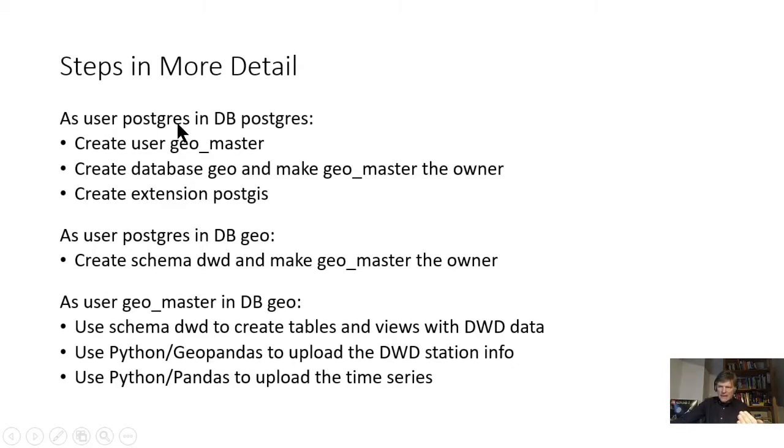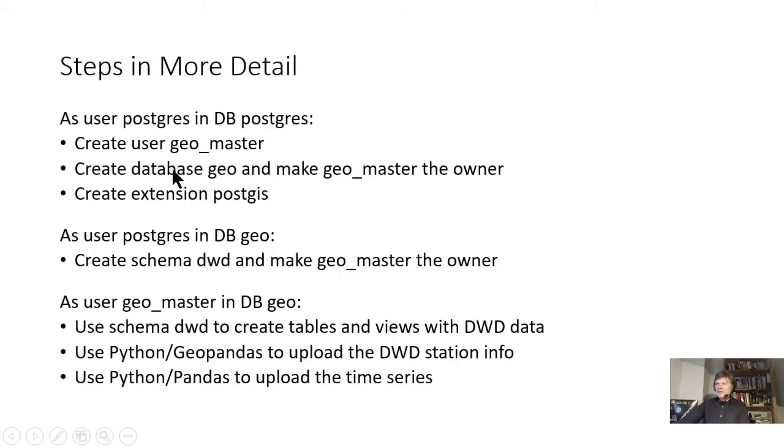The Postgres user account is the administrative user account with maximum rights on your server, right? And you don't want to use this to interact with a production database, to create data and so on, because this is too risky, right? You should always try to reduce the privileges of a user as much as you can to interact with the data in a database. Otherwise, you're risking to compromise the data or even the database. Okay, so GeoMaster is already relatively powerful and has a lot of privileges. The GeoMaster will become the owner of the database Geo.